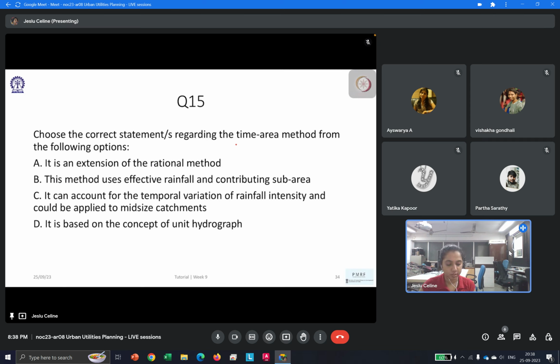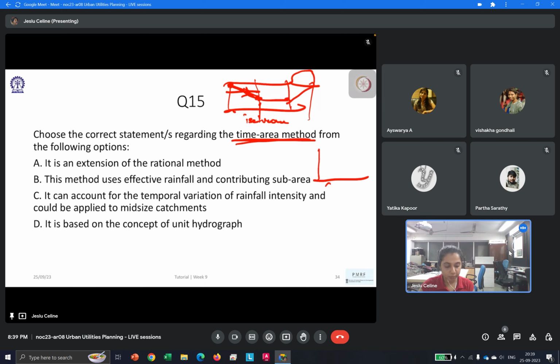Time area method. So we briefly discussed this before. We saw how a catchment is divided into different sections. We take how much time it takes for water to flow from one section to the next, these are the isochrones. Looking at that time, we take T, 2 times delta T, and plot how much area is being covered in each time, making an area plot. Based on this, we get the runoff from that particular area. So this is the time area method.